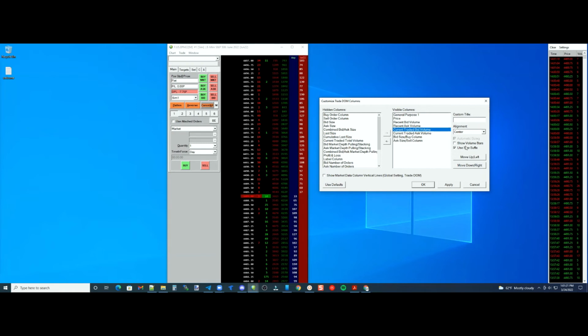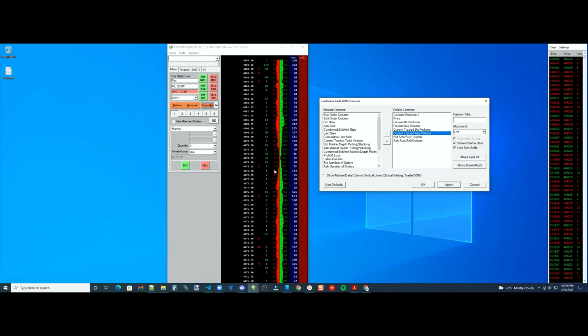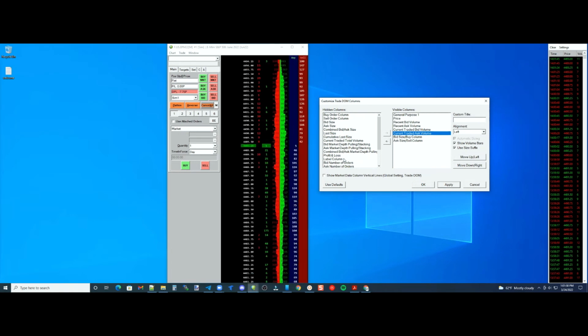So if I go to the bid and I do show volume bars and I want to right align that because I like them butted up against each other. And I go to the current traded ask volume and I do left align, show volume bars, and I hit apply. So that gives me my volume histogram, okay? So I know that there's thin volume up here, lack of interest in trading, and I know that there's thin volume down here, lack of interest in trading. So you can base trades on that, all right?